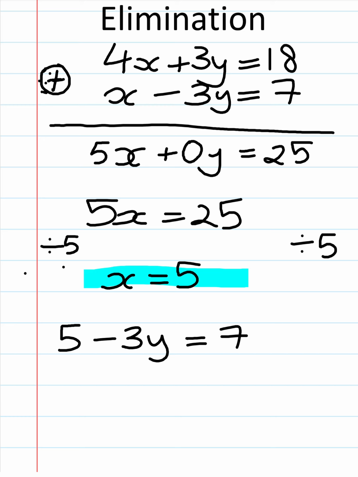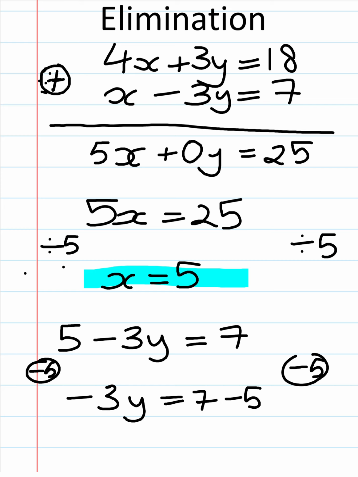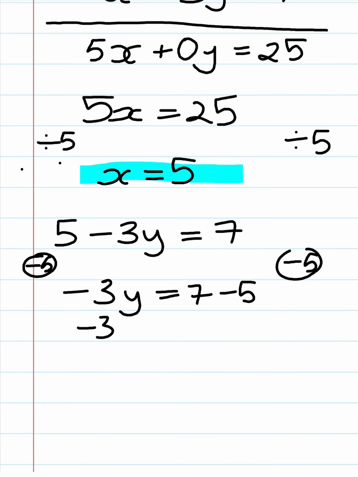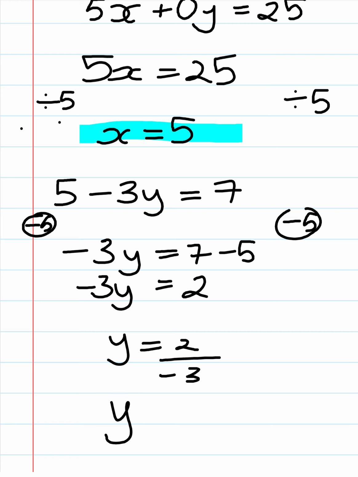If we subtract 5 from both sides, we get minus 3y is equal to 7 minus 5. Or simply put, minus 3y is equal to 2. Now let's divide by minus 3, which means y is equal to 2 divided by minus 3, or y is equal to minus 2 over 3, because we can bring the negative out front.